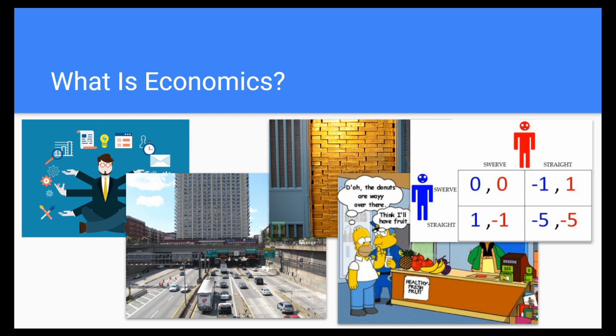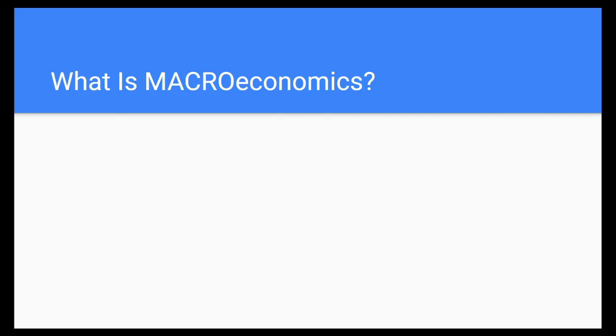And game theory and behavioral economics are probably going to be the pioneering future of the field in many ways, and for a few reasons. But let's move on to the broader kind of economics that we will be talking about, which is macroeconomics.